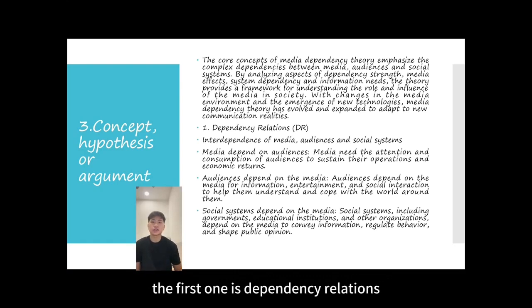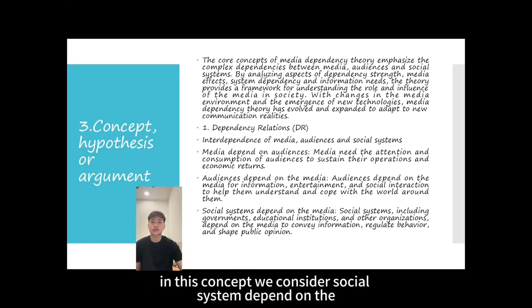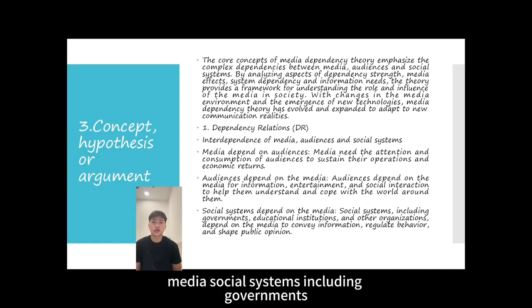The first one is dependency relations. In this concept, we consider social systems depend on the media. Social systems, including governments, educational institutions, and other organizations, depend on the media to convey information, regulate behavior, and shape public opinion.